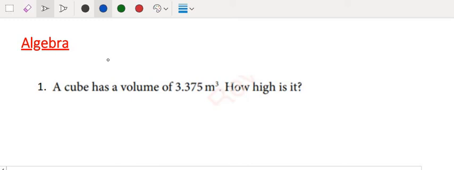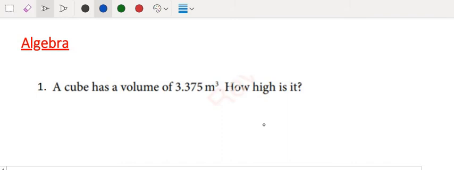Students, we are going to see a few questions from algebra which would be more helpful. The first question: a cube has a volume of 3.375 meter cube. How high is it? That is what we are asked to find out. So, we have to find out the cube root because it is a meter cube.